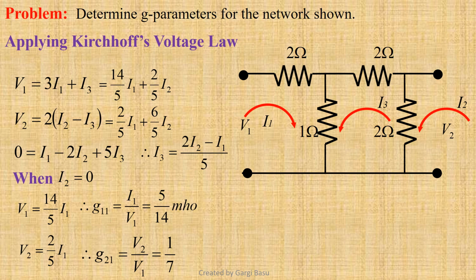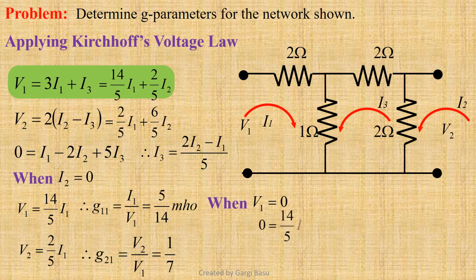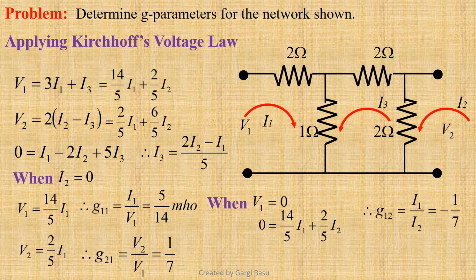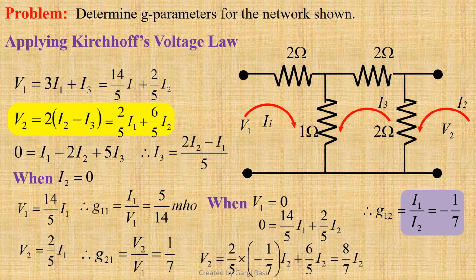Let us short circuit the input port, that is V1 equals 0. Now from equation number 1 we get 0 equals 14 by 5 I1 plus 2 by 5 I2. Therefore we get G12 equals I1 by I2 equals minus 1 upon 7. Using this relation, from equation number 2 we can write V2 equals 2 by 5 into minus 1 upon 7 I2 plus 6 by 5 I2. That is equal to 8 by 7 I2. Therefore, we get G22 equals V2 by I2 equals 8 by 7 ohm.